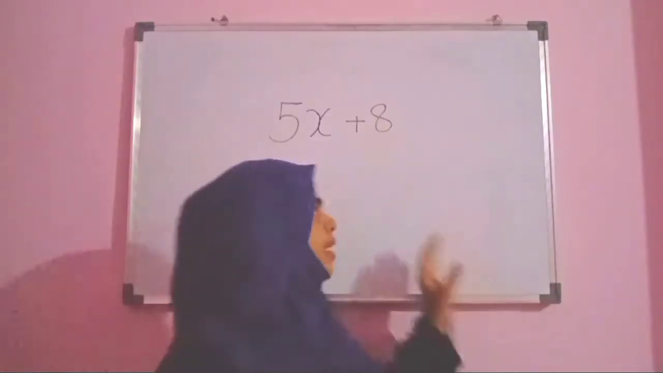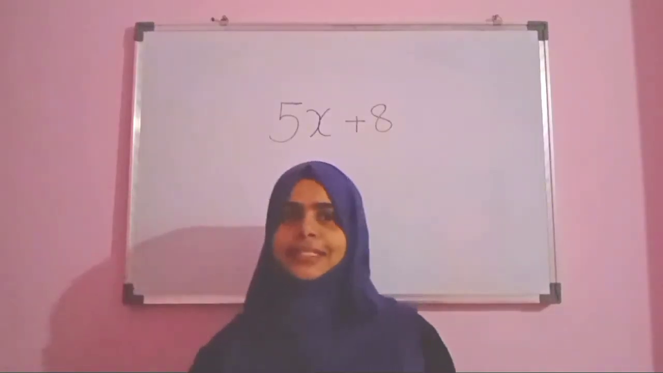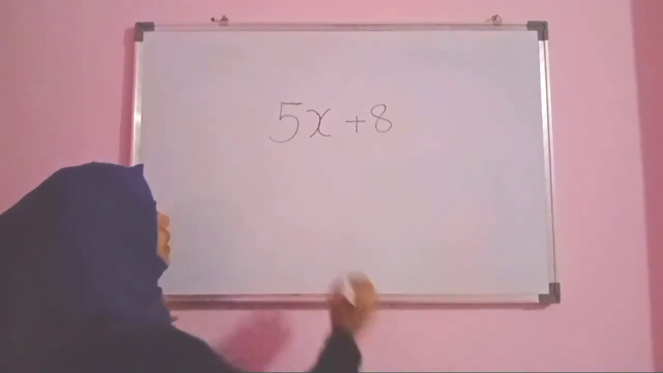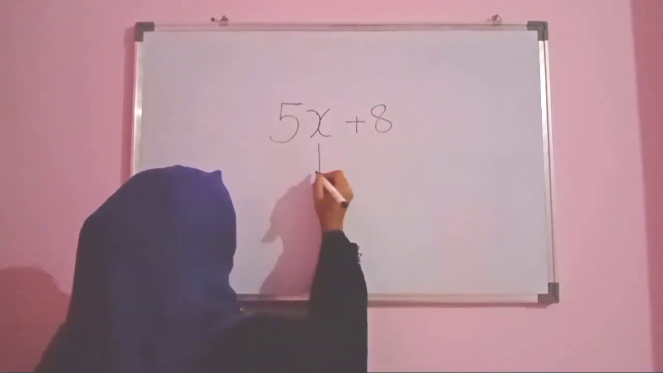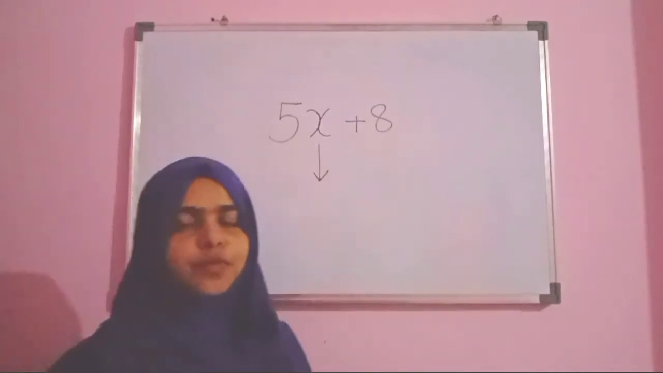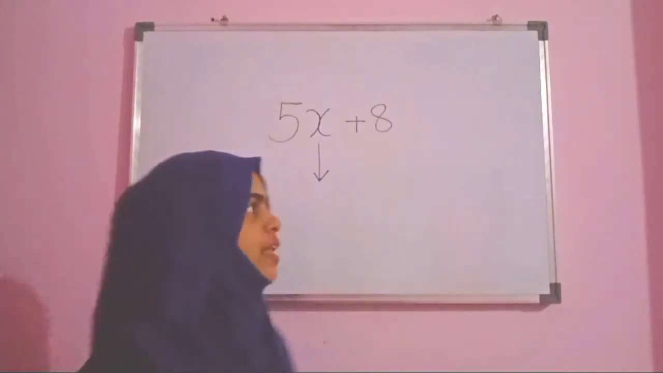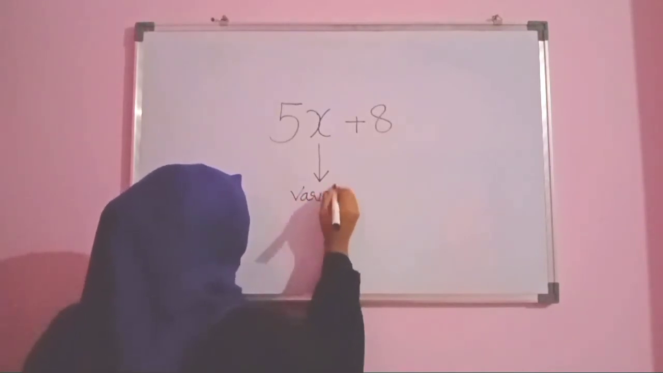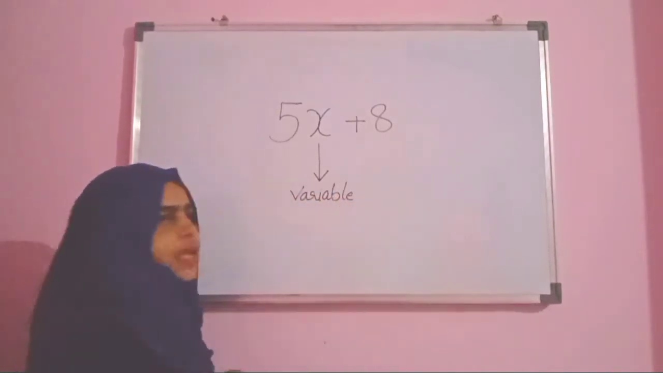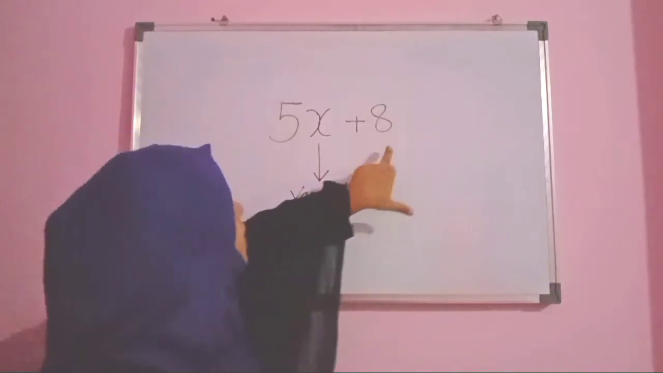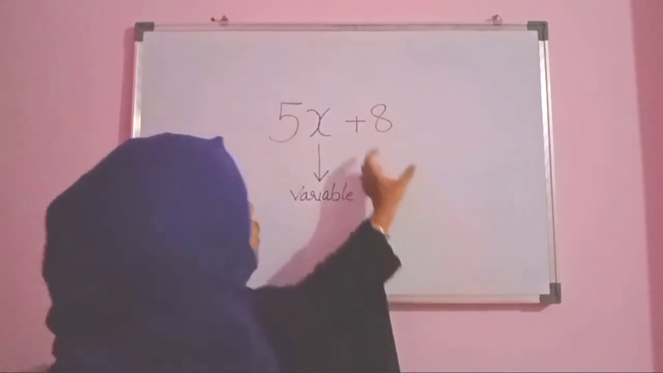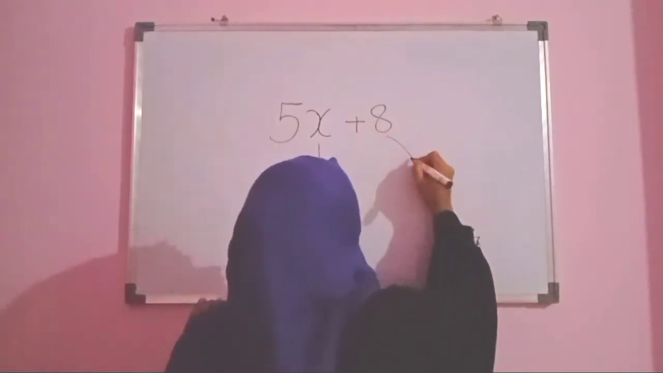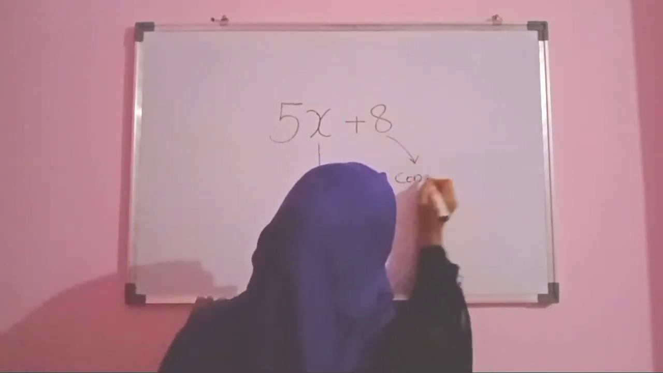So this is an algebraic expression. We know that there are numbers, there are alphabets, etc. Isn't it? So the alphabets we use in algebraic expressions are named variables. What is it? Variable. And the number alone, with no variable, this number 8, will be known as what? Constant.